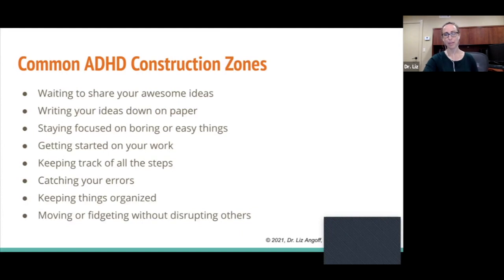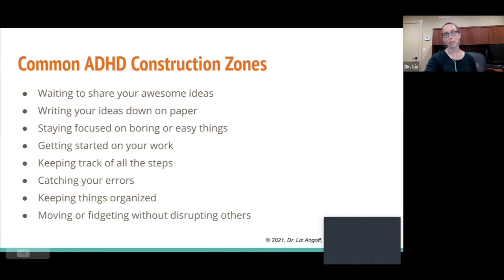And I want to point out something about the wording here. In a lot of these, the superpower is implied. So waiting to share your awesome ideas really frames this as you have awesome ideas. We just have to find the right place to share them. Staying focused on boring or easy things implies that these things are easy for you. Like it reinforces that you're extremely capable. It's just putting your focus on the things that are easy. That's actually not interesting to your brain. You want the challenge.